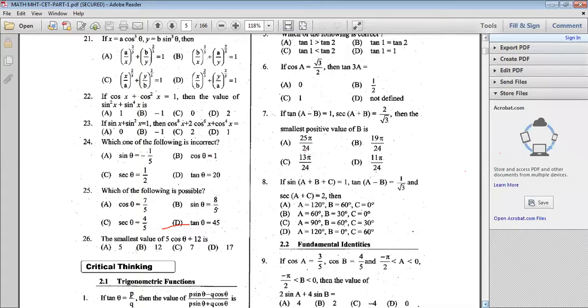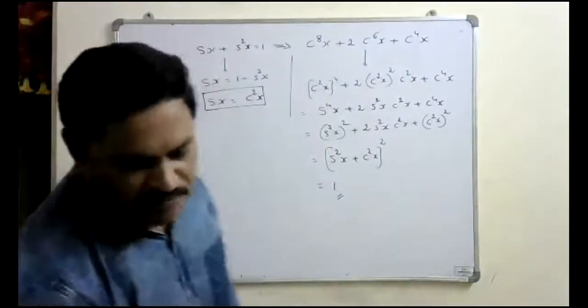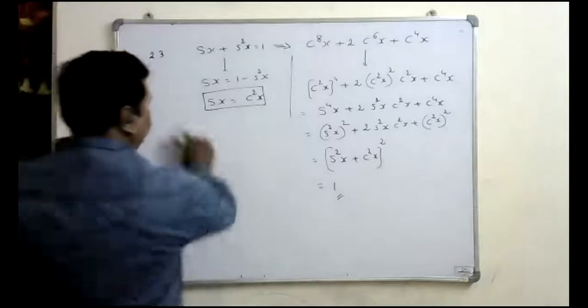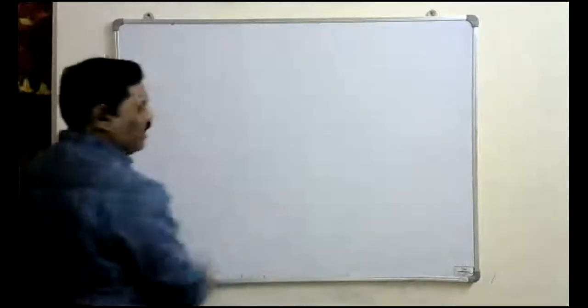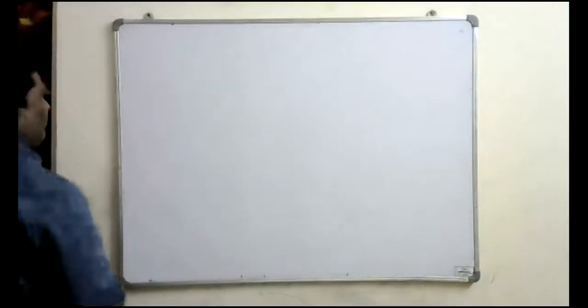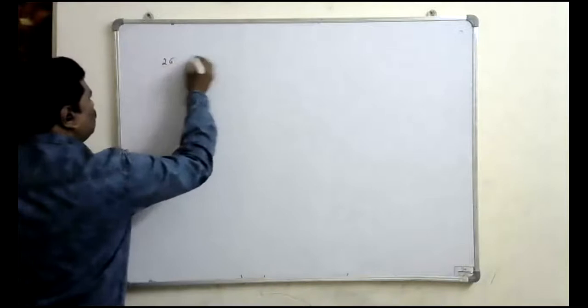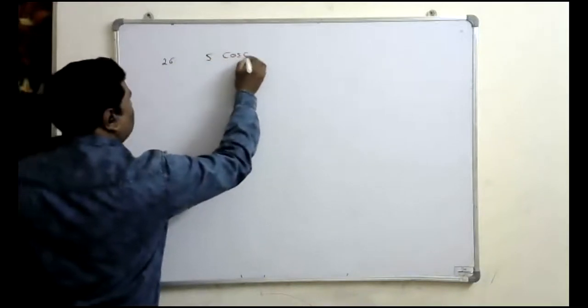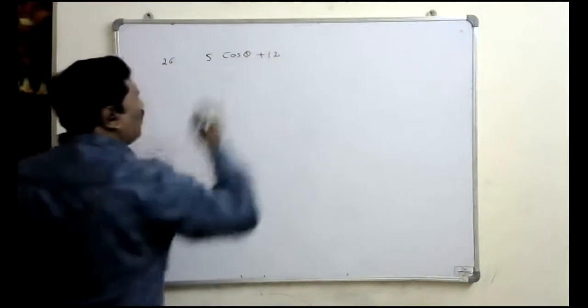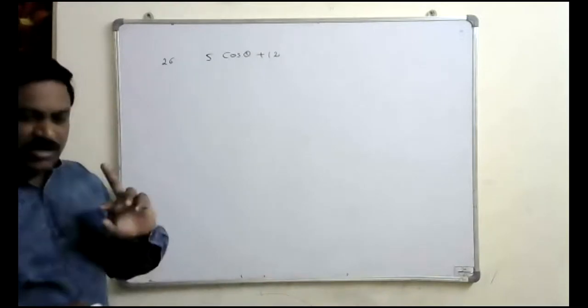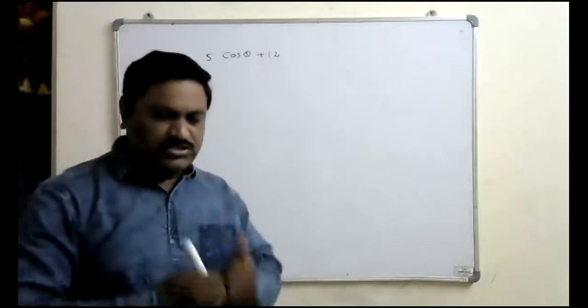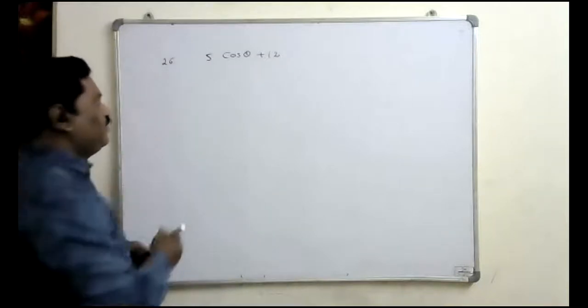Now look at the 26th problem. What is the smallest value of 5 cos theta plus 12? 17, okay? So 5 cos theta plus 12, right? I want to find the smallest value, not the largest value. I want to find the smallest value, that is the minimum value.